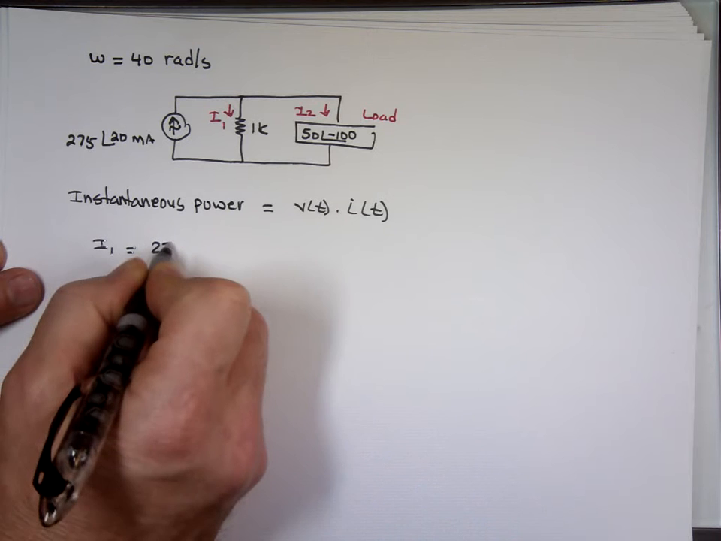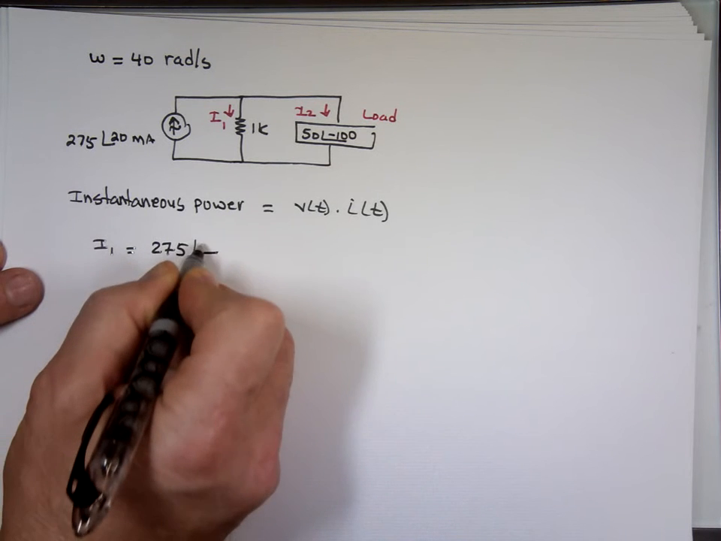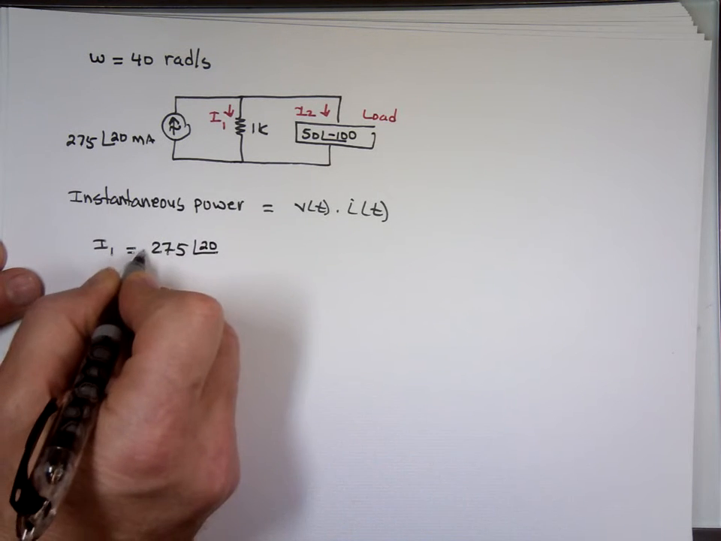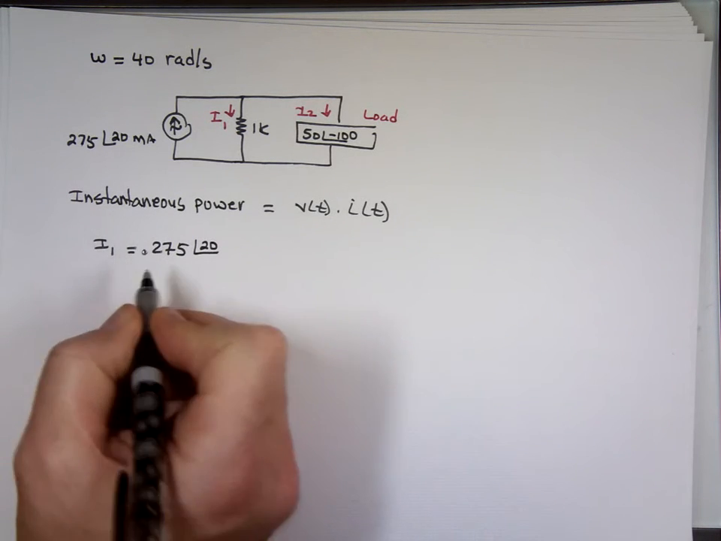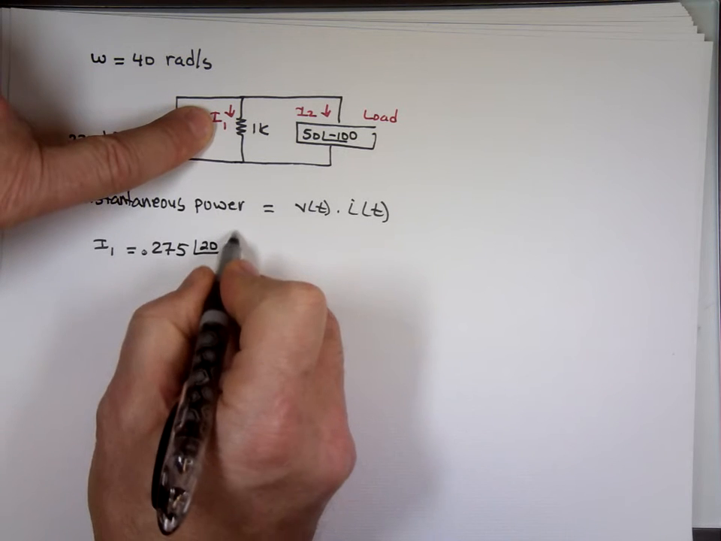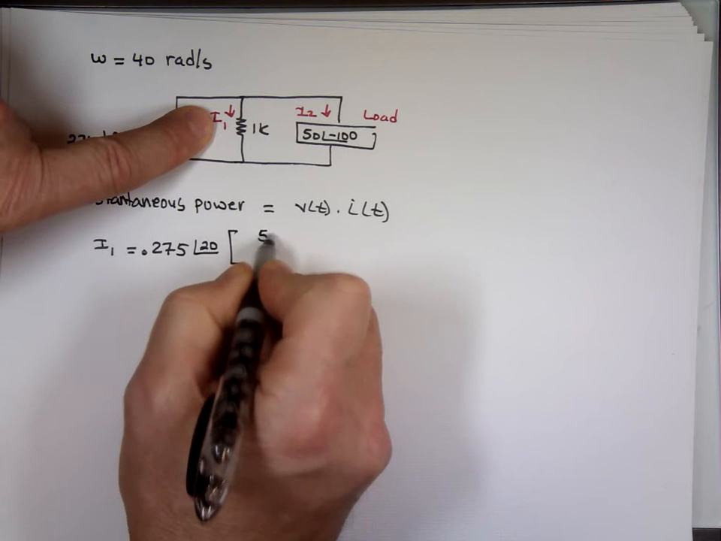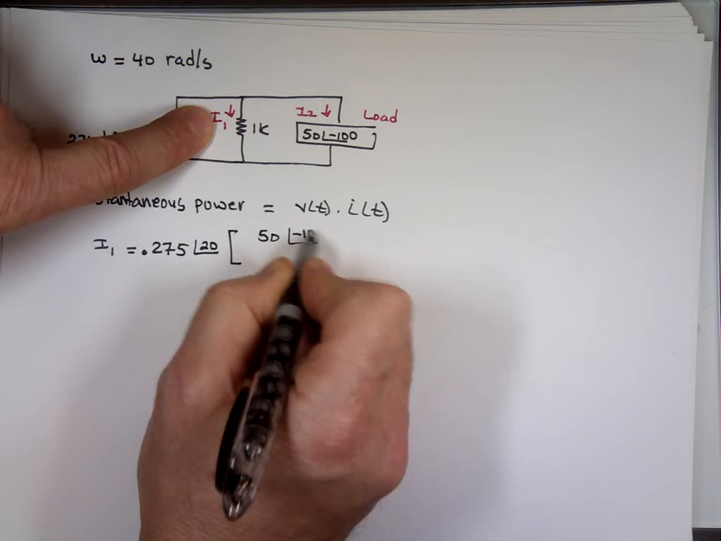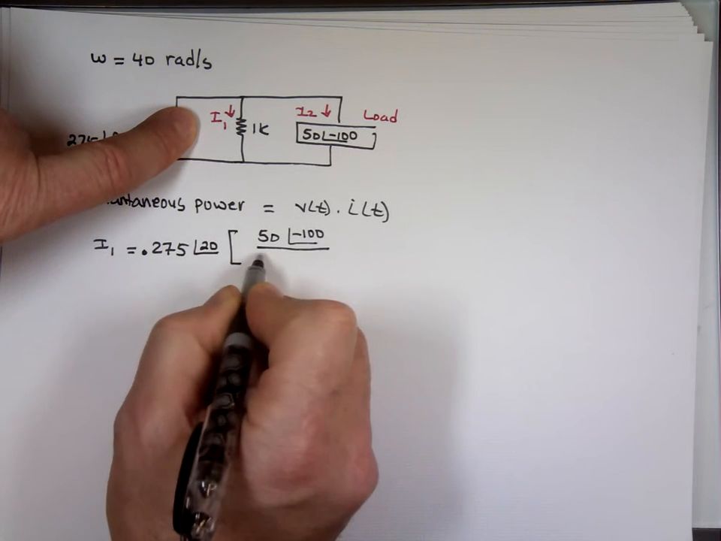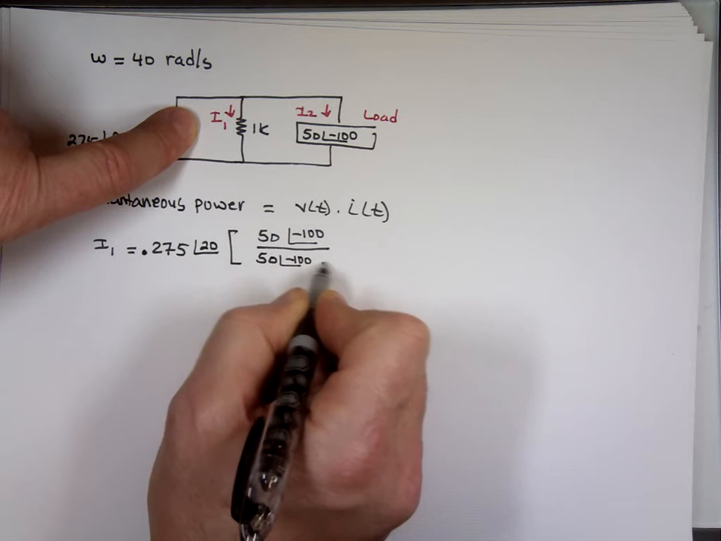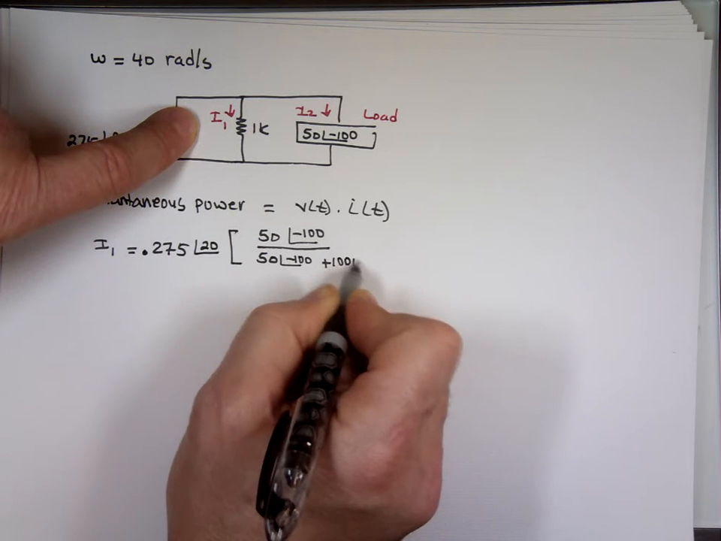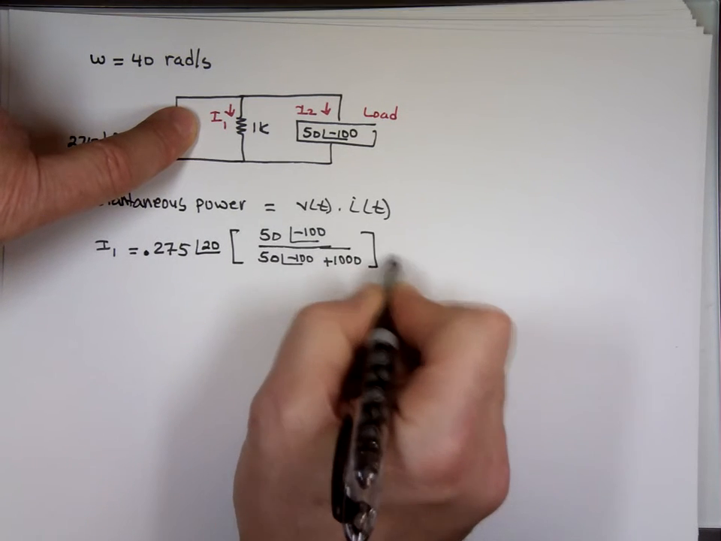275 angle 20, that's milliamps, so I'll make that 0.275 because it's in milli. If I want to find I sub 1, I've got to use what? 50 angle negative 100 over 50 angle negative 100 plus 1000. Current division.